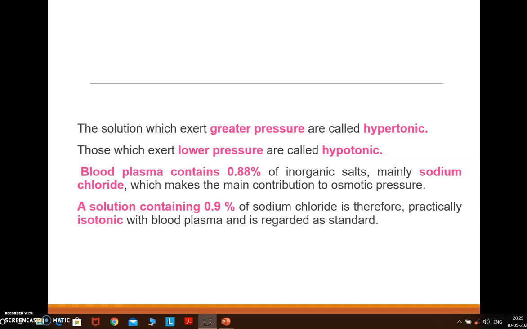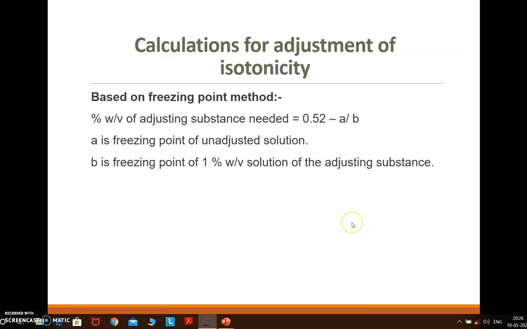So any solution containing roughly 0.9% is practically isotonic with blood plasma, and it is regarded as a standard. Whenever you use sodium chloride to make your solution isotonic, if it is used as the main ingredient, the concentration would be around 0.9% weight by volume. If you use it with other ingredients, you can use it as an adjusting substance. How much concentration we can use, we are going to discuss in our next part, that is the problems that we are going to solve.